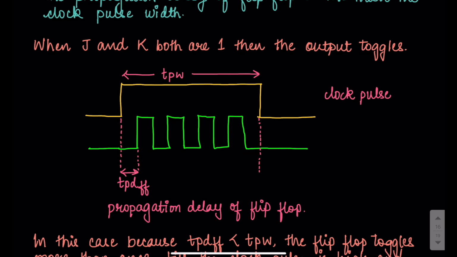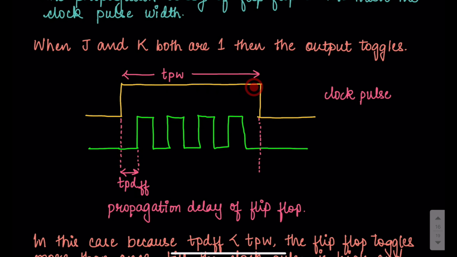the output actually toggles. So we know that if previously the output is Q equal to 0 and Q bar equal to 1, and you provide J and K equal to 1, 1, then the new output will be Q equal to 1 and Q bar equal to 0. So it toggles. Now imagine that we have a clock pulse as shown.